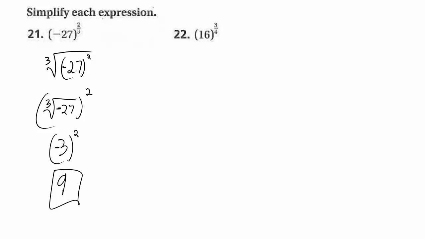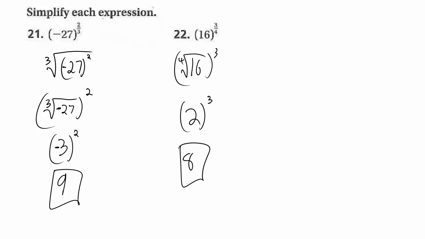All right, for the next one, this is 16 to the 3/4 power. And again, I think it's more convenient to do the root first and then the exponent next. So you could write that third power inside here, but the fourth root of 16 is 2. That way you're not dealing with a huge number. And then 2 to the third is 8. Really easy to do by hand.